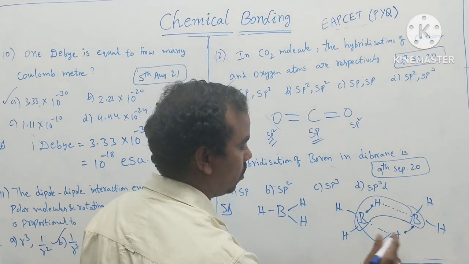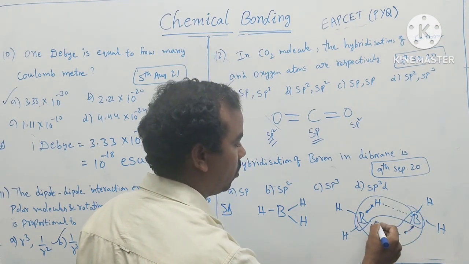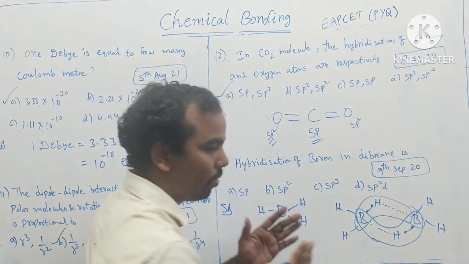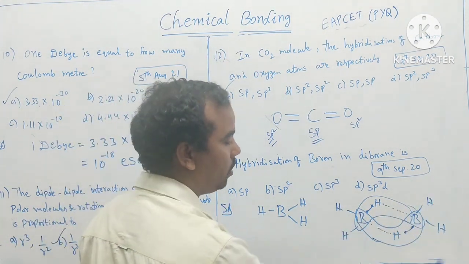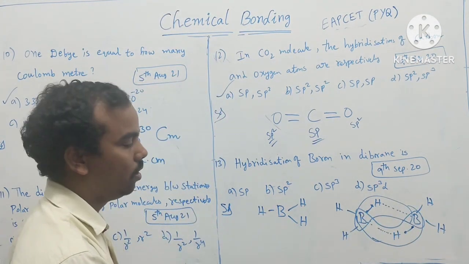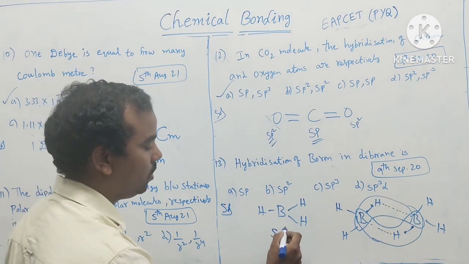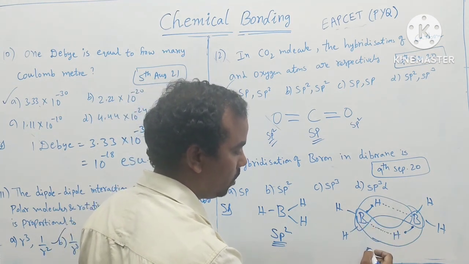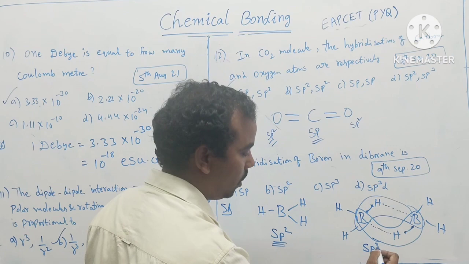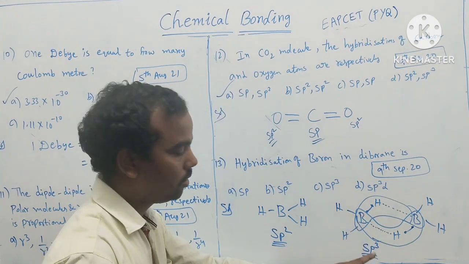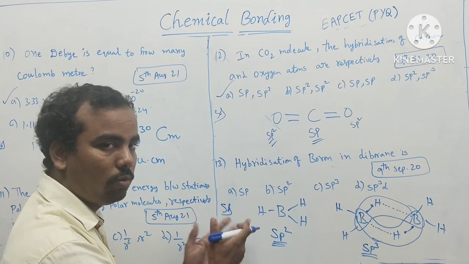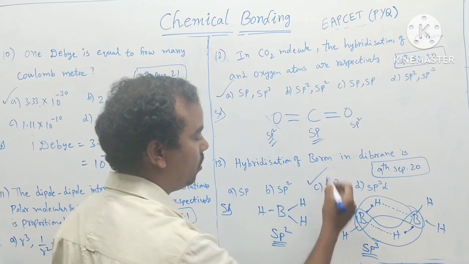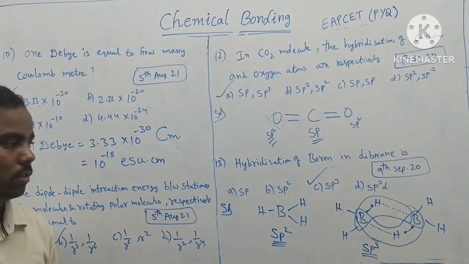So 2 bridged bonds are there. The remaining BH bonds are terminal bonds. 4 BH terminal bonds and 2 BHB bridged bonds are there. Here BH3 hybridization is sp2, but here one more bond is present, that's why it has sp3 hybridization. In diborane, boron hybridization is sp3, but individually in BH3 the hybridization is sp2. But the question asks about diborane, so answer C. Okay, not this.